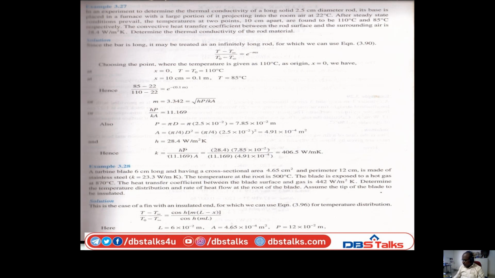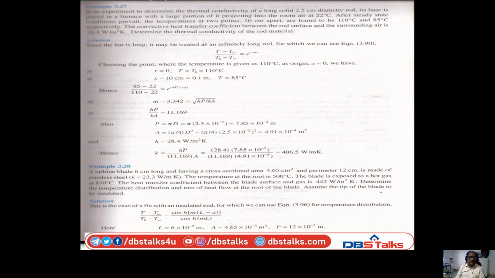The blade is exposed to hot gases at 870 degrees centigrade. So T infinity is given. The fin is exposed to the hot gases. The heat transfer coefficient between the blade surface and gas is 442 watt per meter square Kelvin. Determine the temperature distribution and the rate of heat transfer. Assume that the tip of the blade is insulated. So it means that it is an insulated blade.